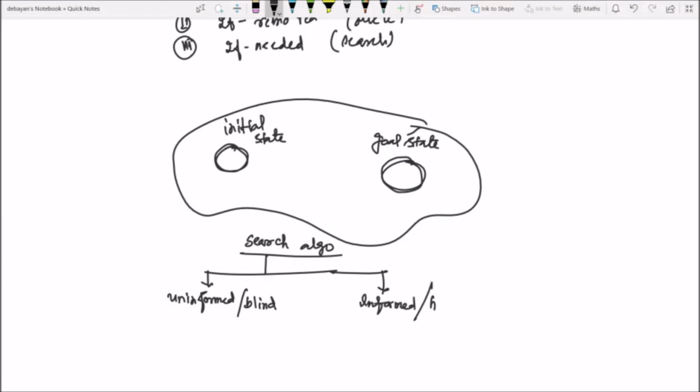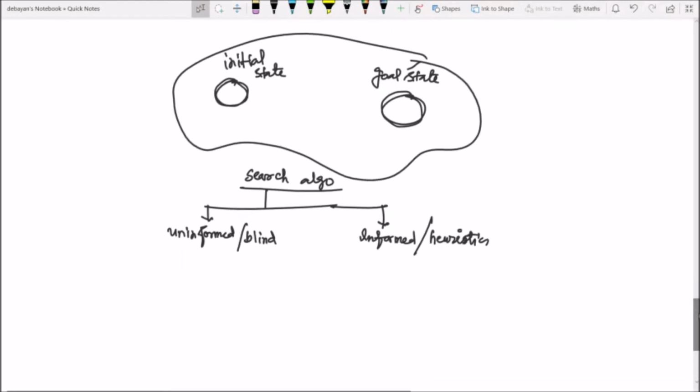That means you can add some heuristics in that particular algorithm. So uninformed means not seeing the goal node; we are just expanding the nodes depending on my algorithm.